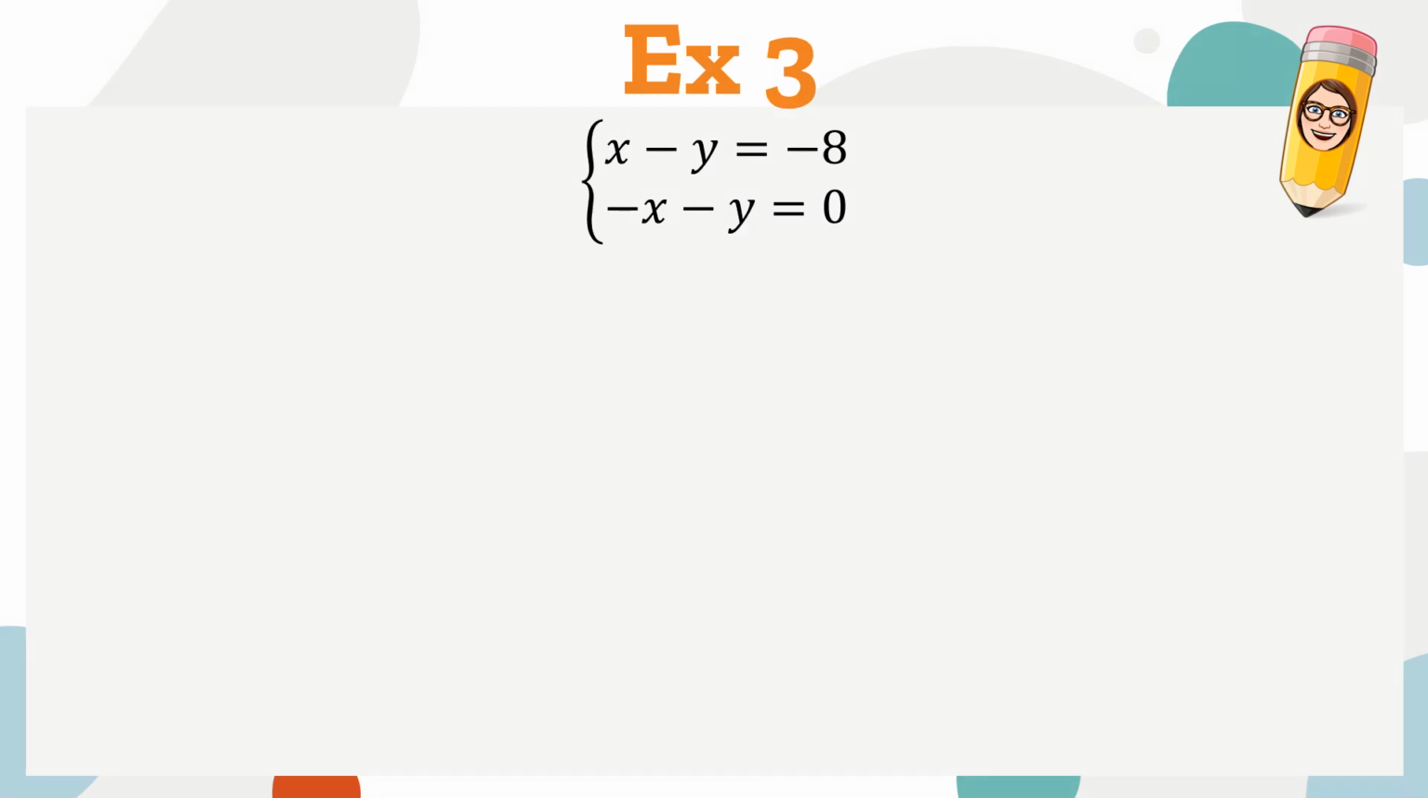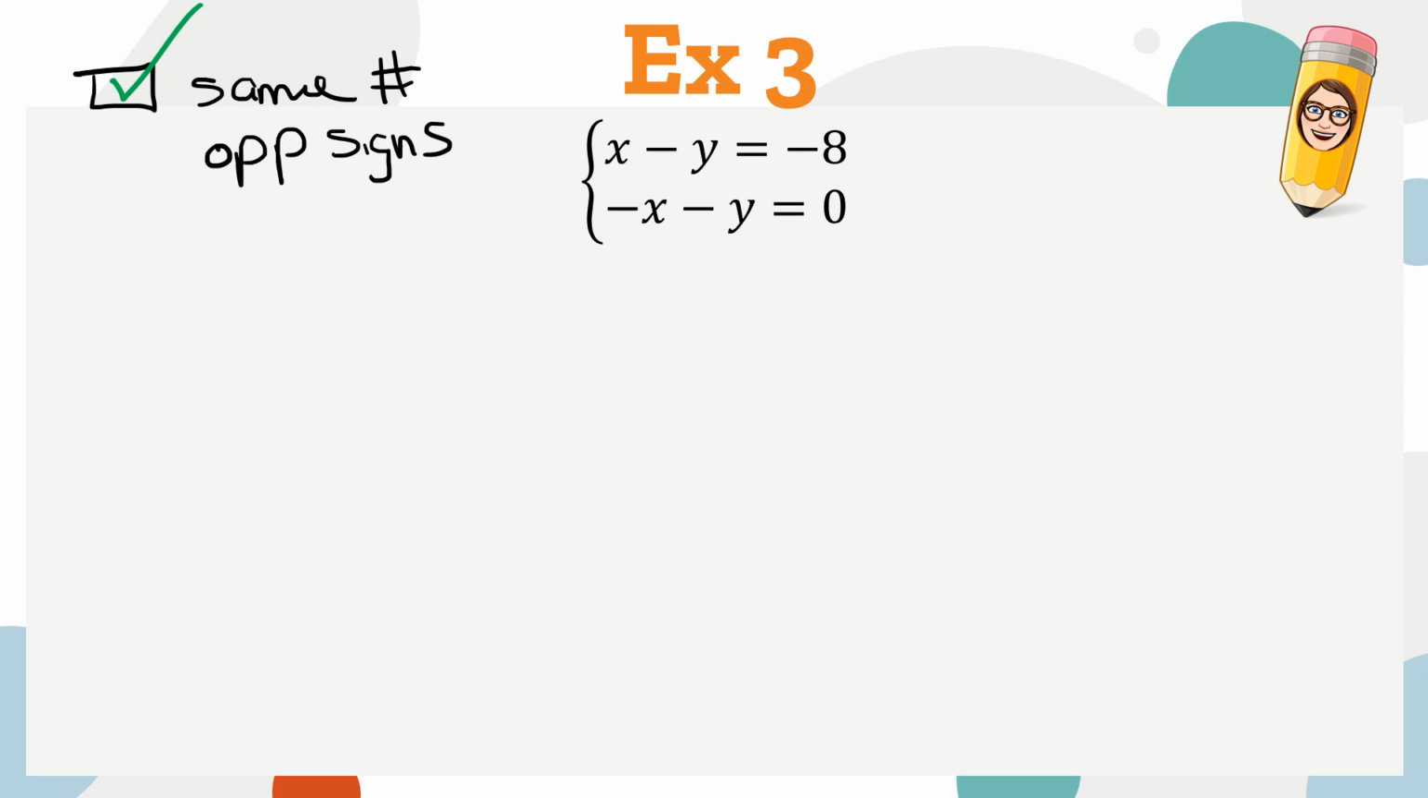Let's take a look at example 3. Step 1, make sure they're all lined up. Looks good. X's, Y's equals numbers. Next, we want to choose a letter to eliminate. Think of it as a little checklist. I need the same number, and I need opposite signs. Well, both letters have the same number. They both have 1's, right?